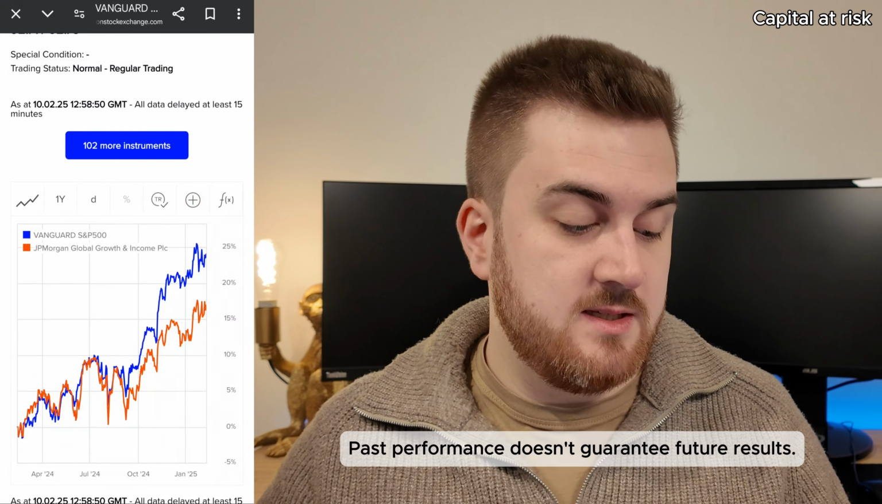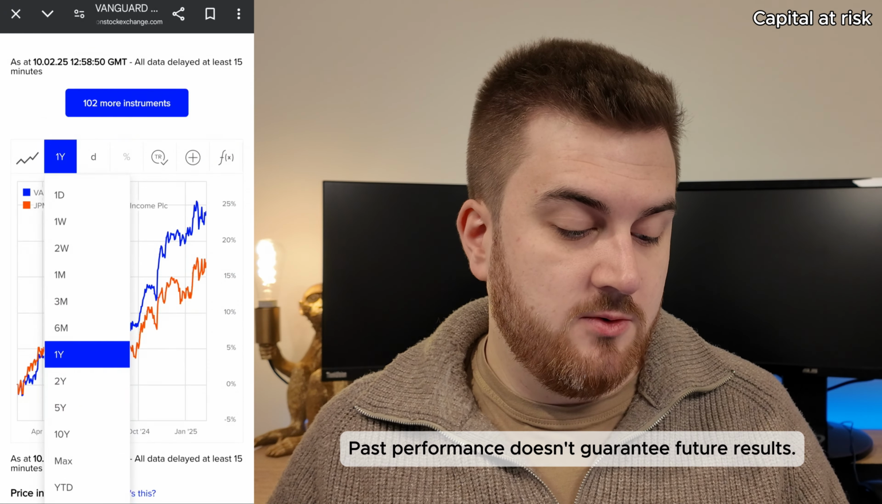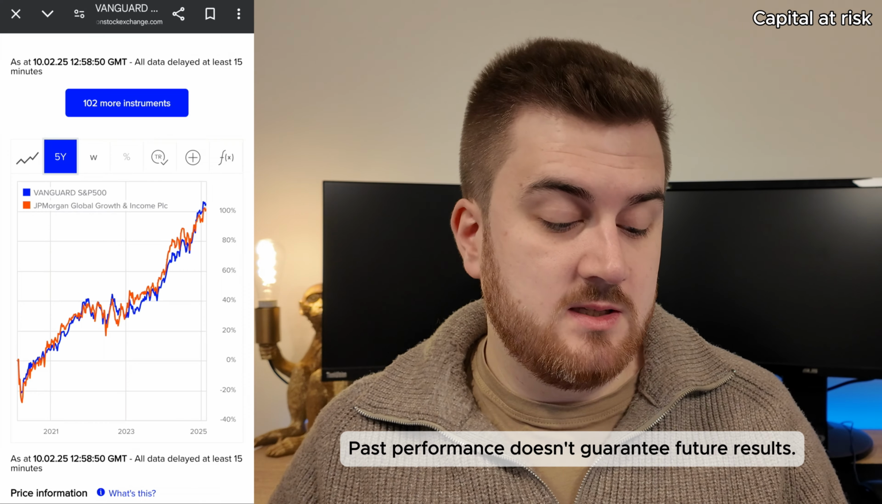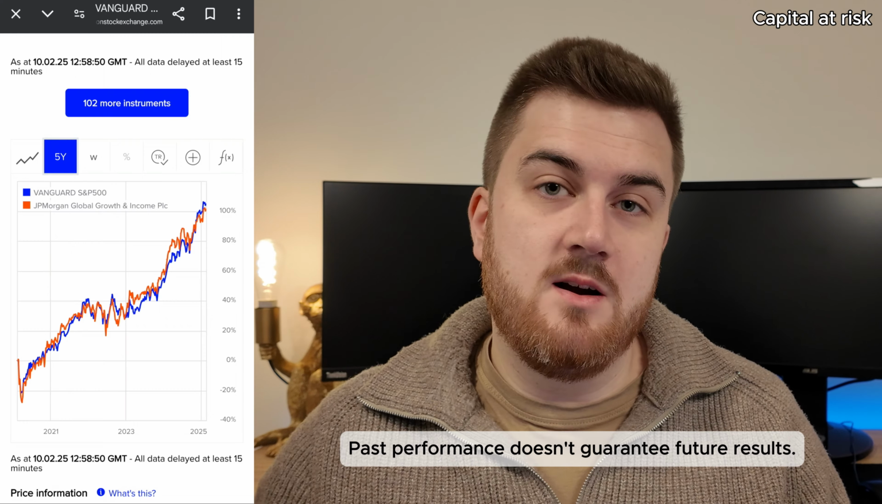So we can see over the past year, the S&P 500 has outperformed JGGI on a total return basis. If we increase that to 5 years, we can see it's almost neck and neck. So I like to see this because it's quite interesting to me that a global investment trust has kept up with a US stock only Vanguard S&P 500.